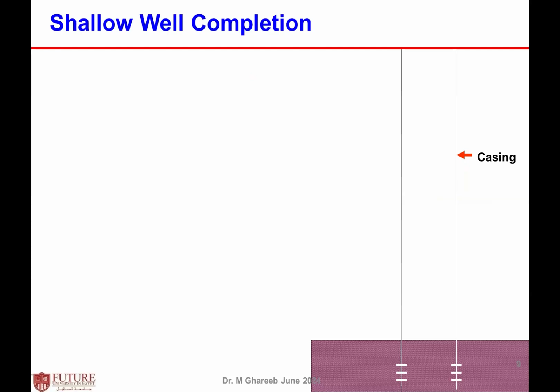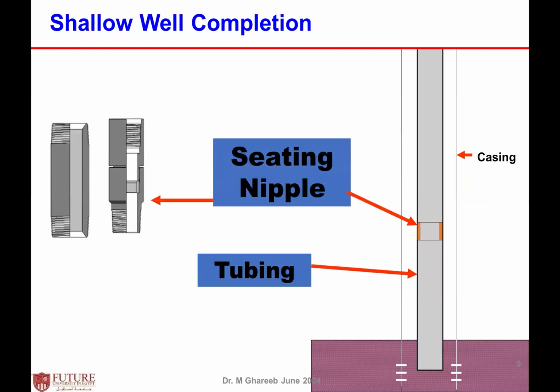If you have a shallow well completion, remember I said the tubing anchor catcher can be used or cannot be used. For shallow wells, maybe I don't need to use the tubing anchor catcher. All I need is a well with casing. I need to run the tubing string, and with the tubing string, I need to run the sitting nipple. The sitting nipple should be run at a certain depth, the design depth. This is a very simple completion, nothing else, on these shallow wells.